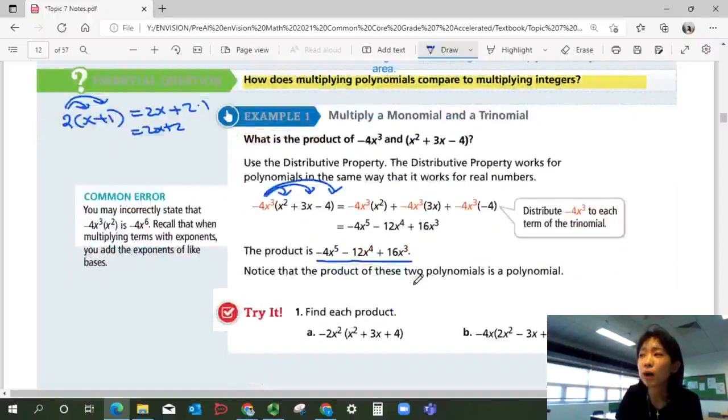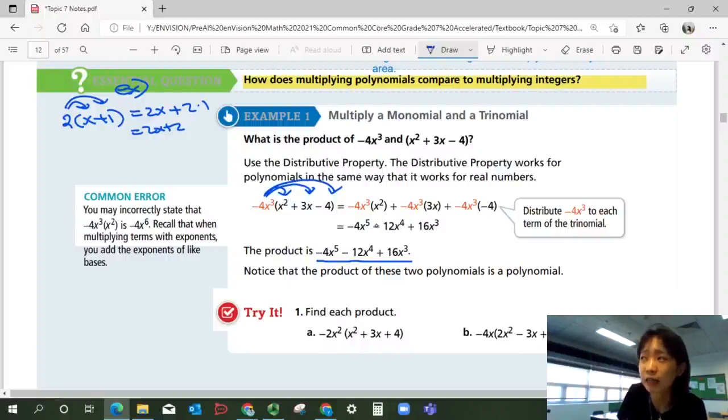Let's look at try number 1. See if you can find each product. Make sure you use the distributive property and distribute your numbers out. This was just an example, okay? Another example. So look at these steps. Multiply your monomial out with each term. Multiply your constants. And then if you have a negative, then your term is negative.